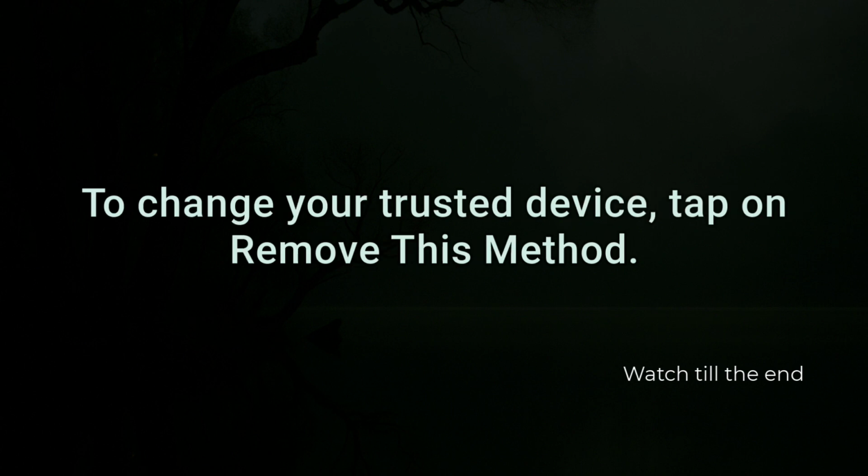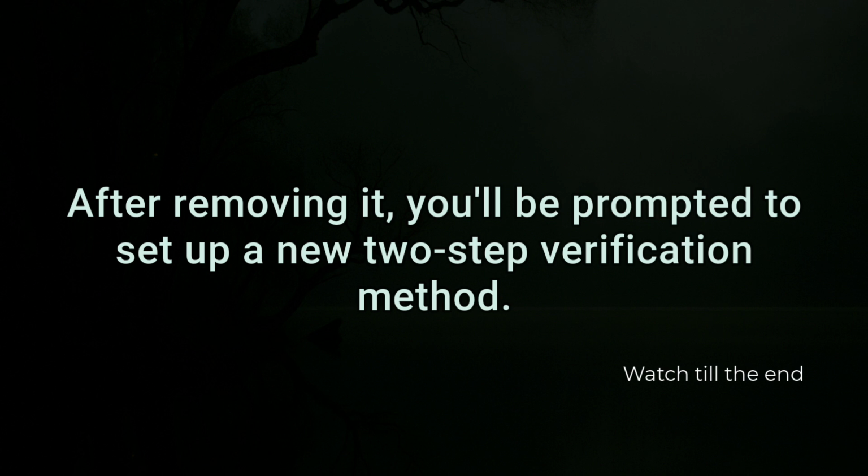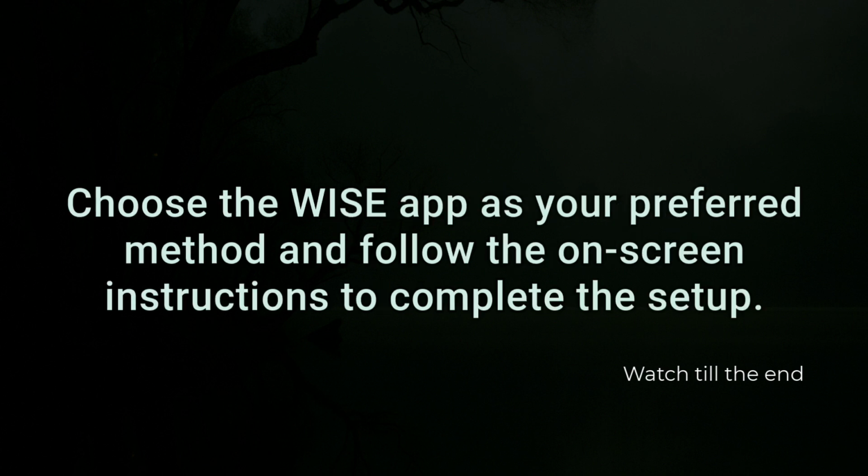To change your trusted device, tap on Remove this method. After removing it, you'll be prompted to set up a new two-step verification method. Choose the Wise app as your preferred method and follow the on-screen instructions to complete the setup.